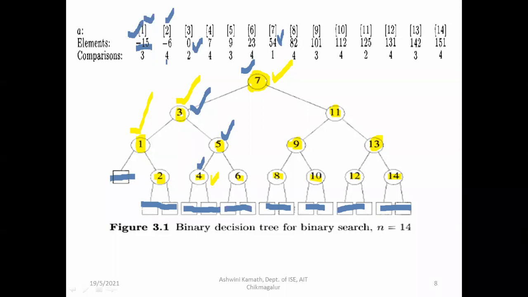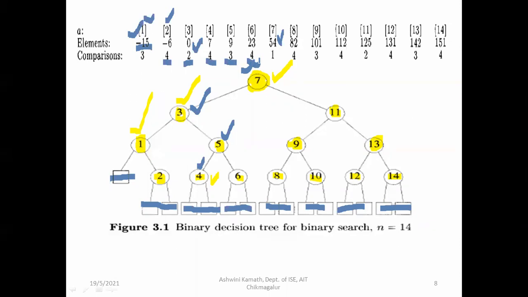Similarly, for minus 6, it will be 4 number of comparisons. For 3, it is 2 number of comparisons. For 4, it is 4 number of comparisons. If it is 7, it will be 3 number of comparisons. If it is 23, 4 number of comparisons. So I hope you are getting this concept.